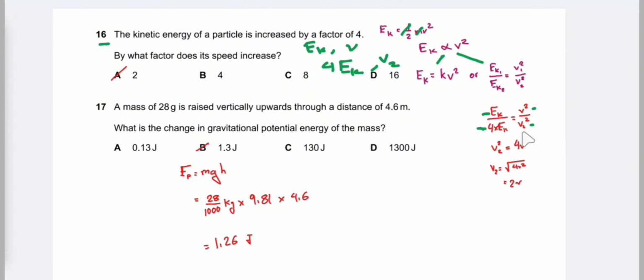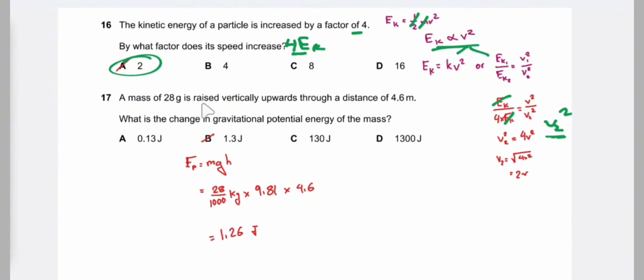So what is the value of V2? Kinetic energy and kinetic energy cancel, and V square is multiplied by 4, so 4V square is equal to V2 square. So what is the value of V2? V2 is equal to root over 4V square, that is 2V. So the final velocity is 2V, and V is the initial velocity, and V2 is equal to 2V. That means our velocity increases by a factor of 2.